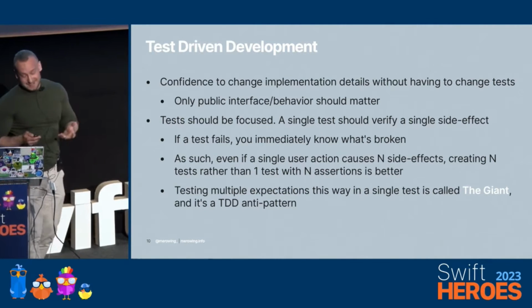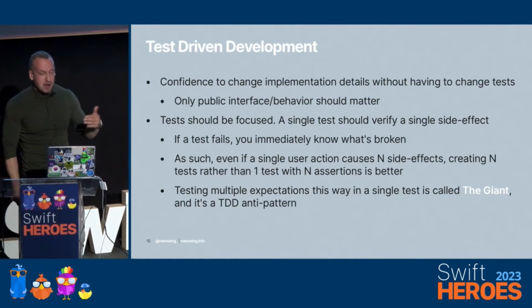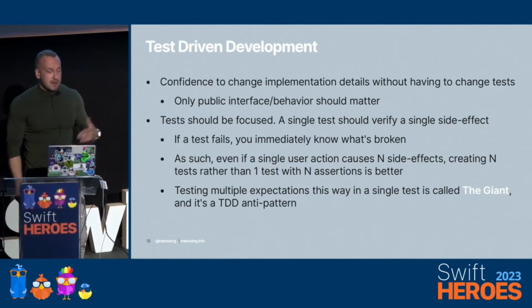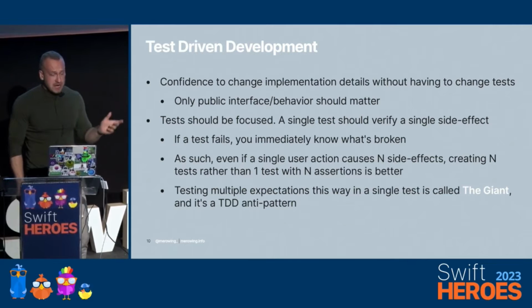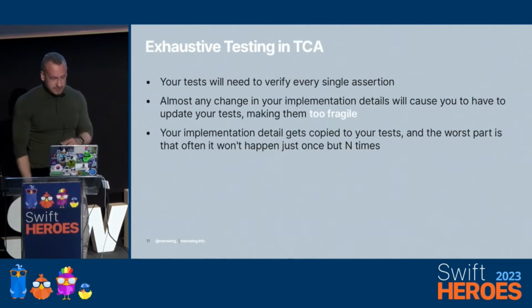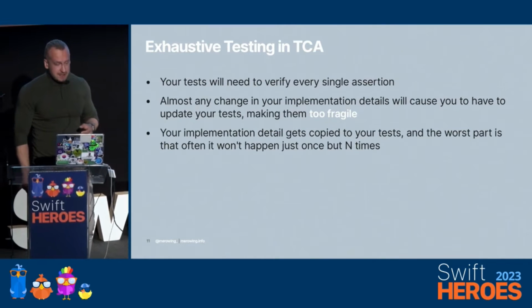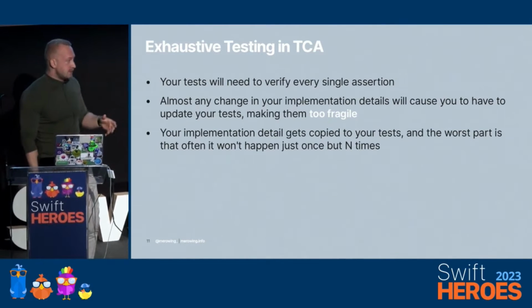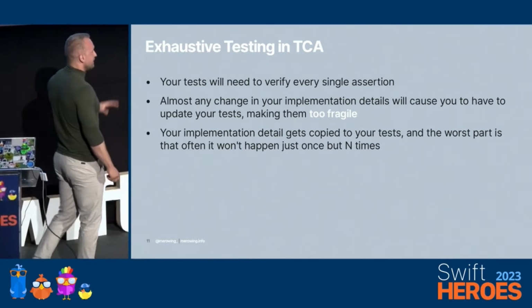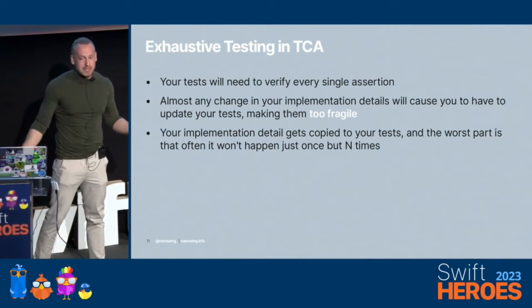But with large tests, we end up having to read them over and over again and try to understand what is going on. And this is an anti-pattern called the Giant. So definitely don't want to do this. So that's really what exhaustive testing did. And I wrote an article about this, and I had a talk with the Point-Free guys, like, this is really not how you want to do it.